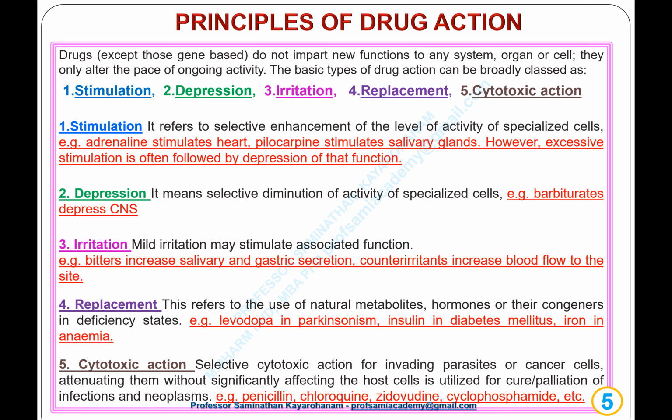5. Cytotoxic action. Selective cytotoxic action for invading parasites or cancer cells, attenuating them without significantly affecting the host cells, is utilized for cure, palliation of infections and neoplasms. For example, penicillin, chloroquine, zidovudine, cyclophosphamide, etc.